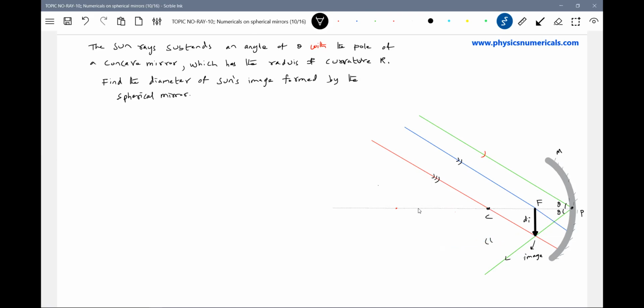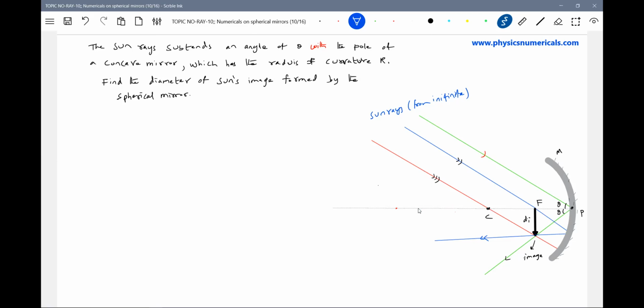The ray should become parallel, this one. Yeah, look at this one. This is the image of the sun. So these are like sun rays. They're from infinity, almost. Therefore, they're incident at an angle theta with respect to the principal axis. It's asking what is the diameter of this one. How do we find this diameter?